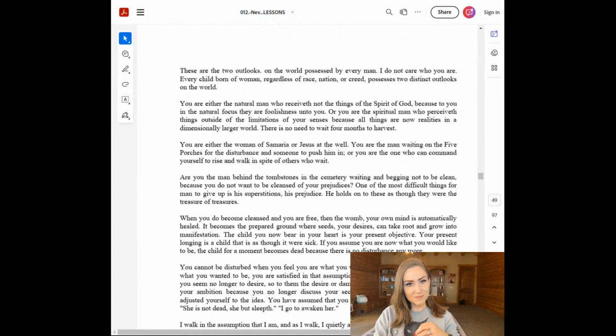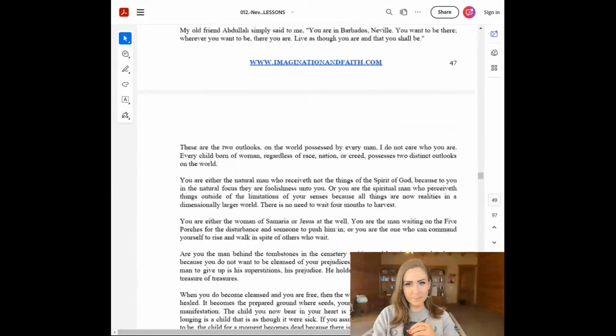These are the two outlooks in the world possessed by every man. I do not care who you are. Every child born of woman, regardless of race, nation, or creed, possesses two distinct outlooks on the world. You are either the natural man who receiveth not the things of the Spirit of God, because to you, in the natural focus, they are foolishness. Or you are the spiritual man who perceiveth things outside of the limitations of your senses, because all things are now realities in a dimensionally larger world.